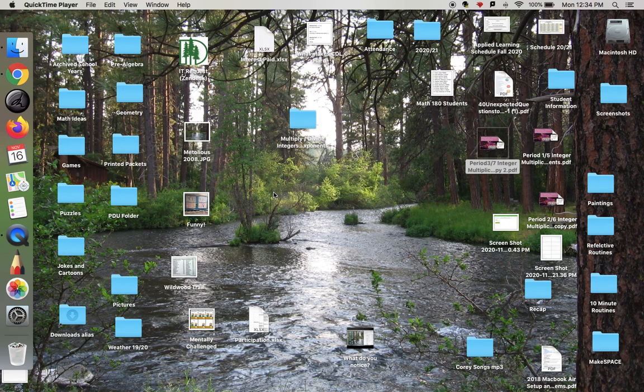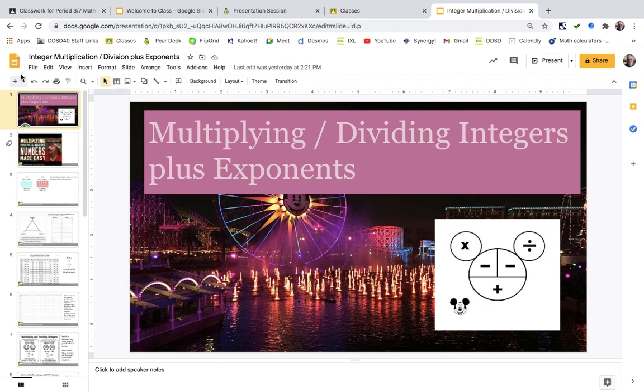This is a recap for Monday, November 16th. What we did today was introduce multiplying and dividing integers. A little bit later in the week, we're going to work on exponents.